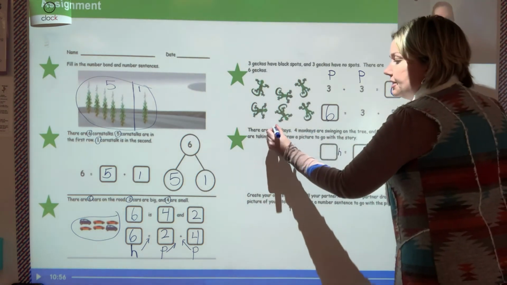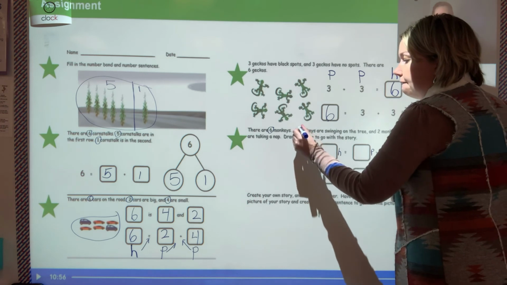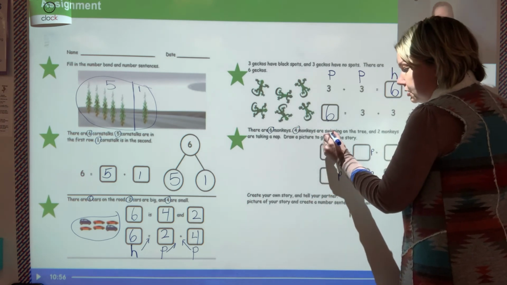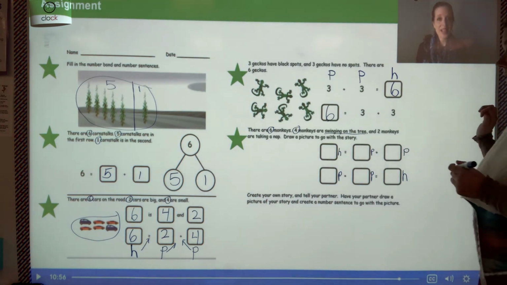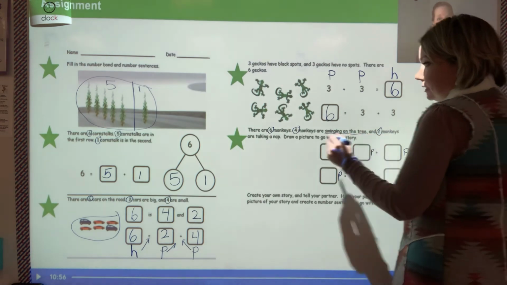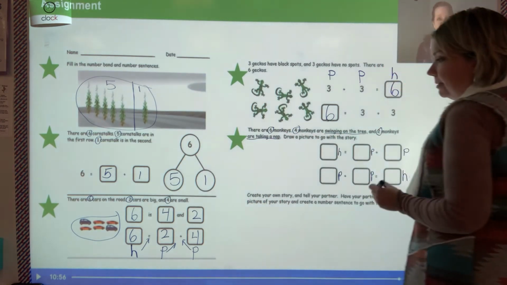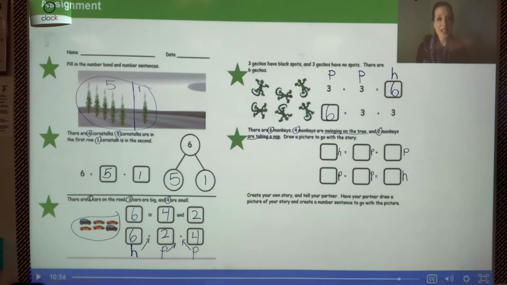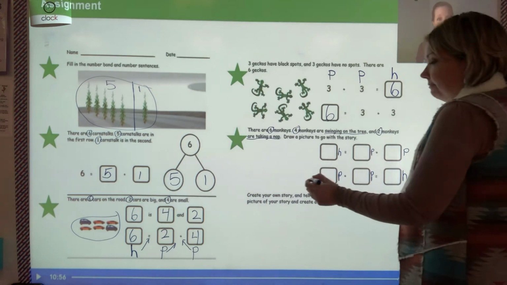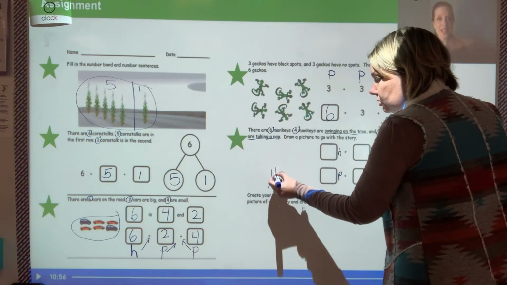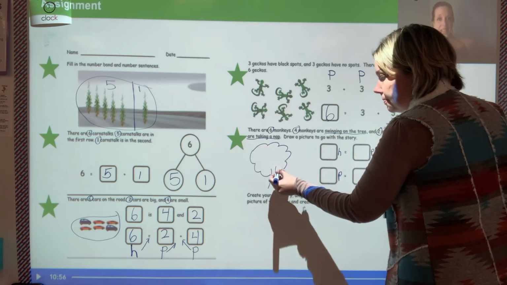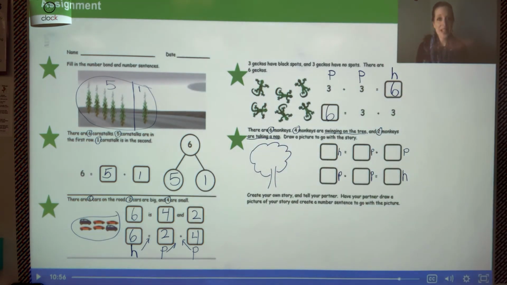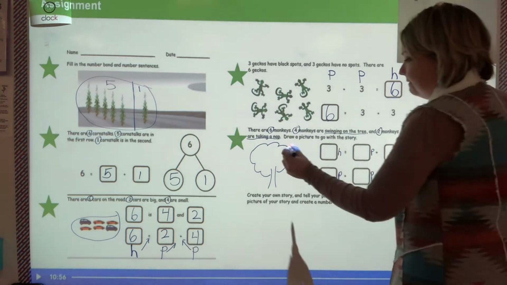So, there are 6 monkeys. 4 monkeys are swinging in the tree, and I'm going to underline that so I don't forget. And 2 monkeys are taking a nap. Now I draw the picture. I know there's going to be 6 monkeys. 4 are swinging in a tree. I'm going to try to draw a tree. And instead of drawing the whole monkey, I'm just going to draw their face.